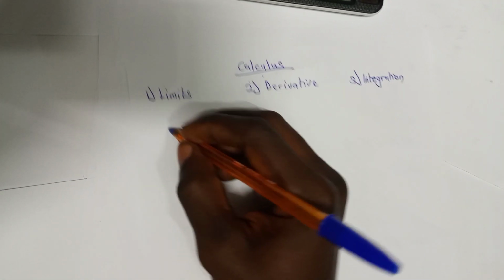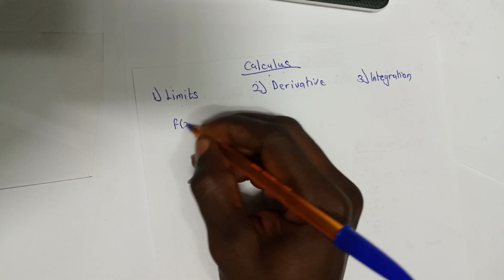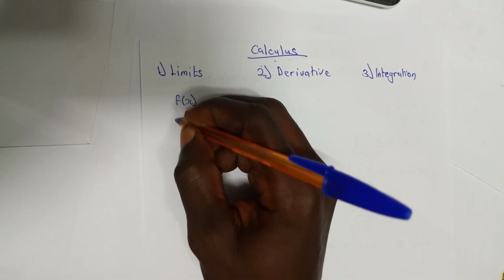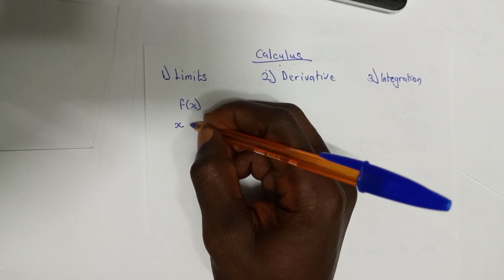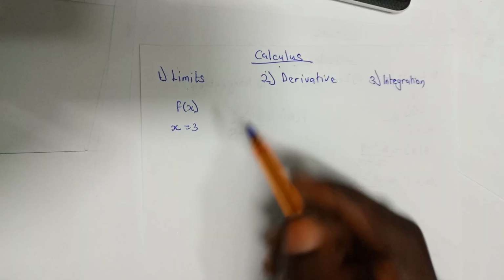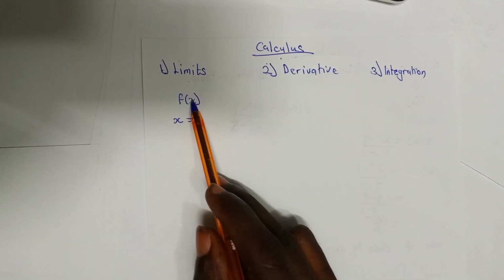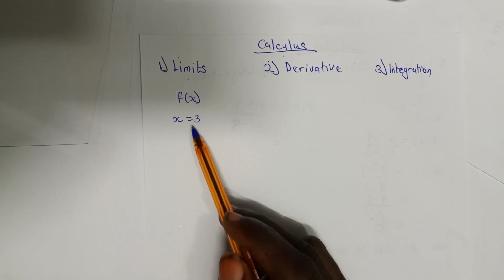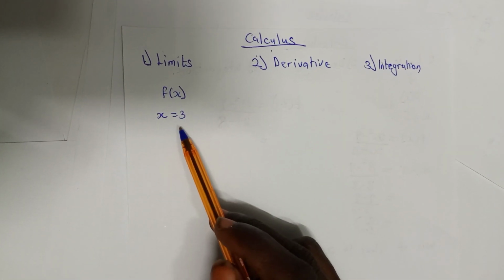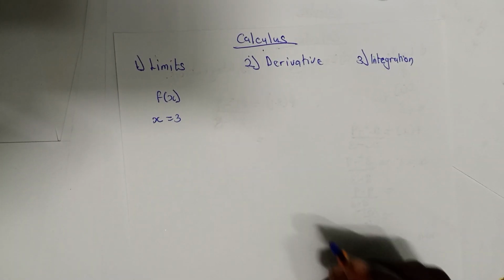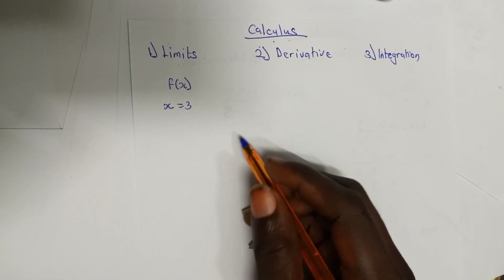Let's say given a function f of x and the value of x to be 3. If I substitute x equals 3 into the function and the function gives me undefined, then limit comes into play. Okay, for more understanding, let's solve more questions.